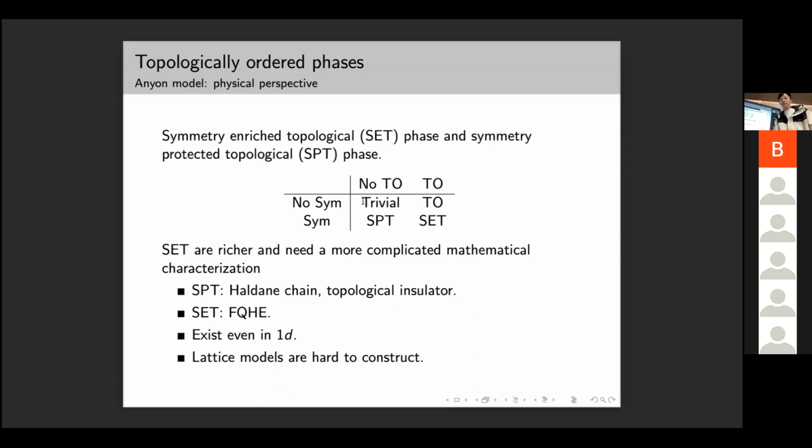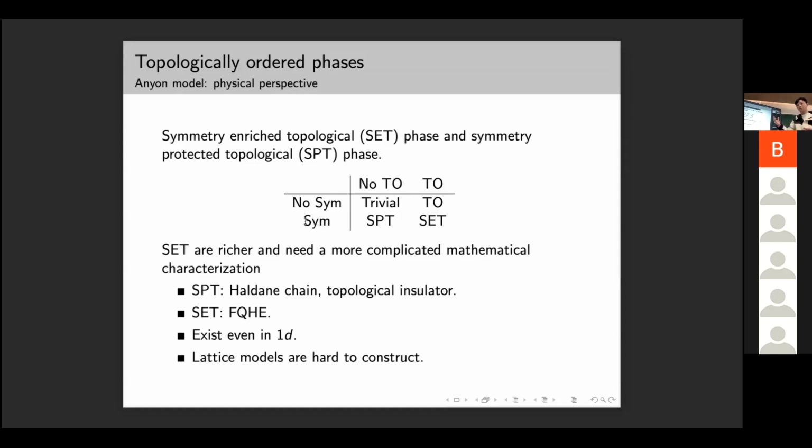If there is no topological order and no symmetry, this is a trivial phase. And if there is just a topological order but no symmetry, this is what we are talking about. It's just a topological order. And if there is some symmetry, this symmetry will introduce some point-like excitations.